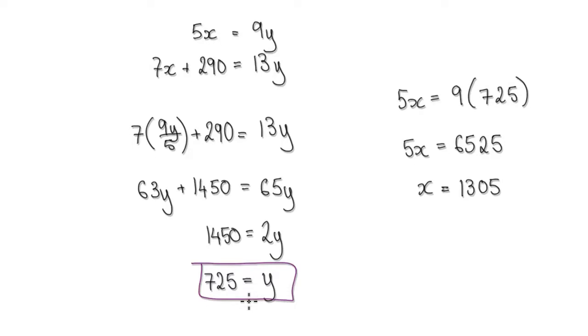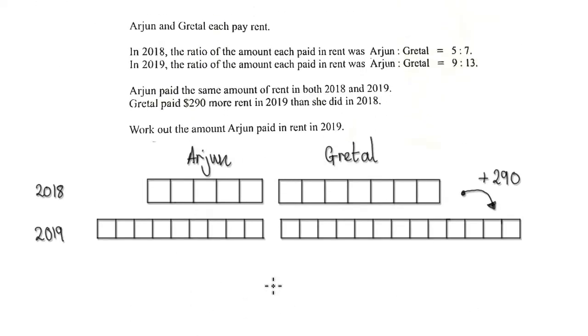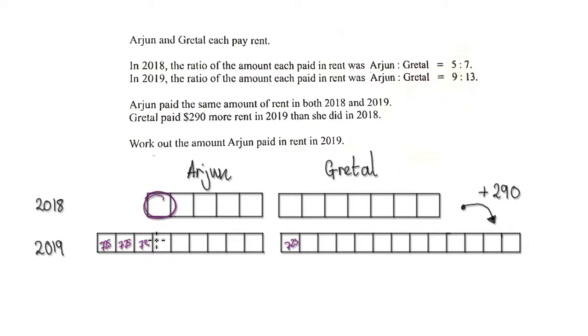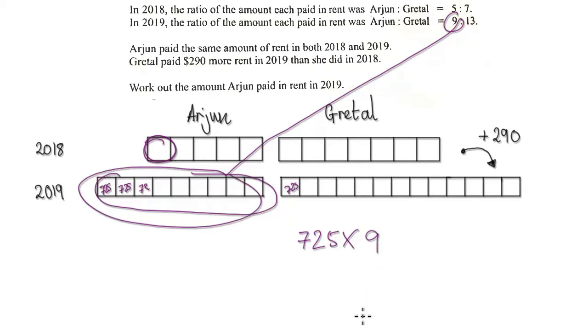So now we know y is 725. So what that means is we now know each block is 725, 725, 725, and so on. We now need to work out this amount. Well, let's work out the x amount anyway. We don't need it because we can just simply get 725 times by 9. That would give us our answer. But let's just work out x for the time being.